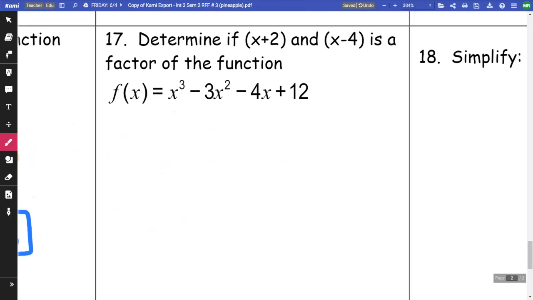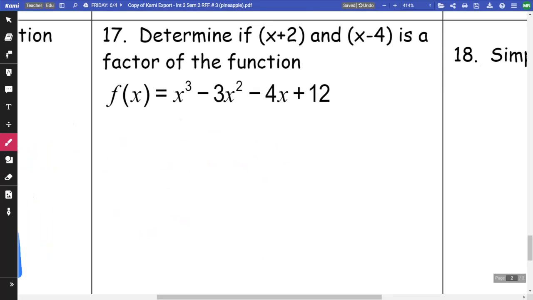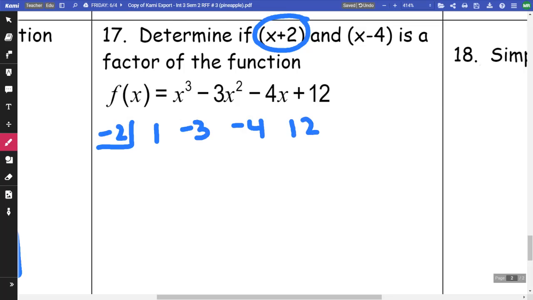On 17, determine if x plus 2 and x minus 4 are factors of the function. So what we're going to do is I'm going to take this x plus 2, negative 2 makes that 0. I'm going to do synthetic division. 1, negative 3, negative 4, 12, making sure it's in descending order and I'm not missing anything. Bring down this 1 times negative 2 is negative 2.